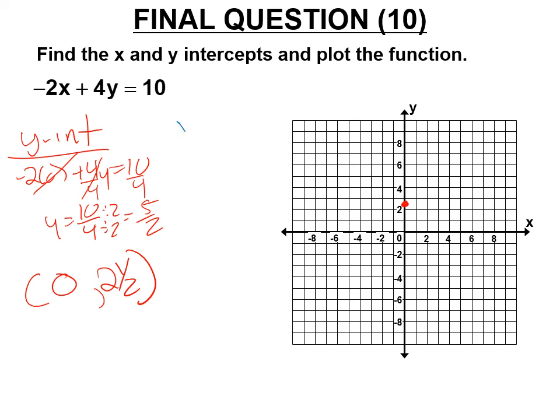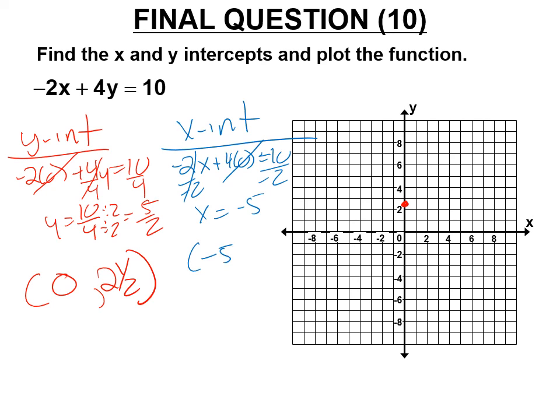X-intercept. The y equals 0. Divide both sides by -2. X equals -5. -5, 0 is our x-intercept. And we draw our line. Don't think it drew. There you go.